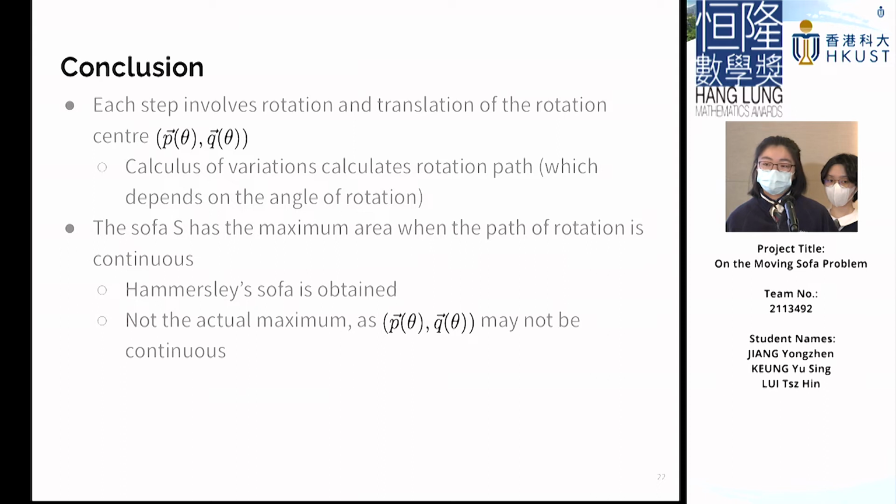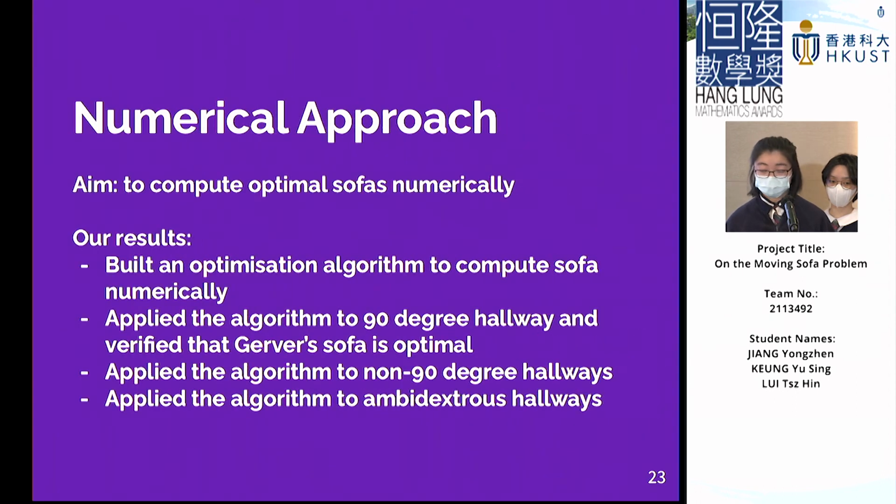And our calculus of variations essentially helped us calculate the rotation path, which depends on the angle theta. Strangely enough, we calculated that the sofa of maximum area is in fact Hammersley's sofa instead of Gerver's, and we think this may be because we have assumed PQ to be continuous, when in fact it may not be. And to solve this problem, we have turned to the numerical approach.